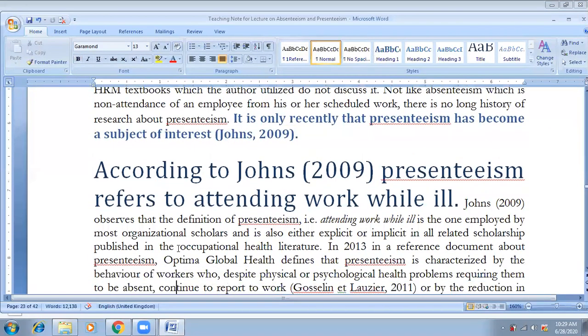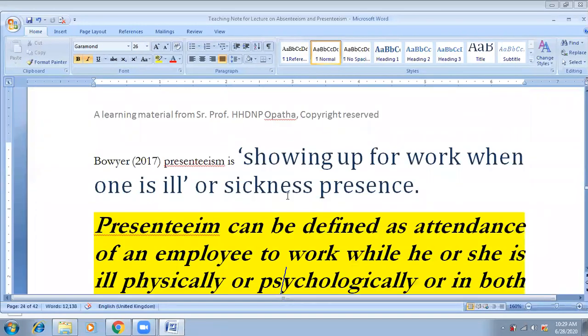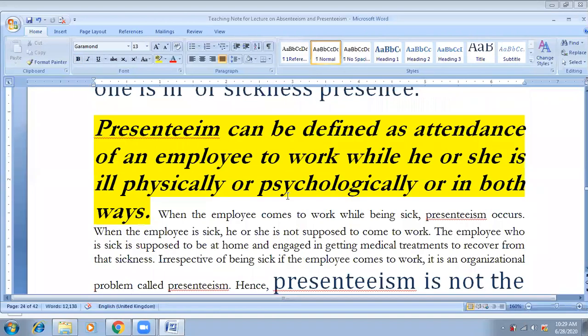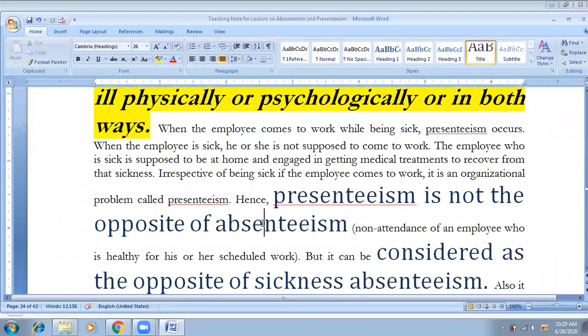According to Jones, presenteeism refers to attending work while ill. So remember, presenteeism is not the opposite of absenteeism. It is considered as the opposite of sickness absenteeism.